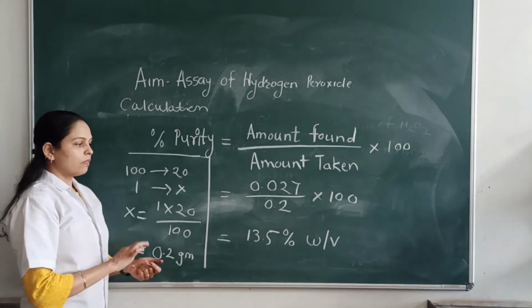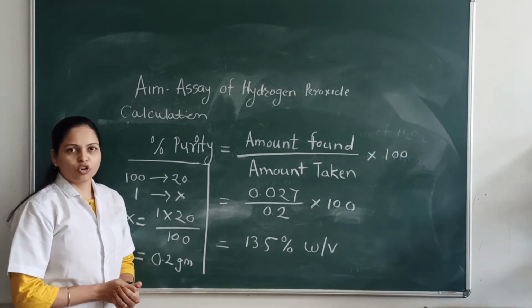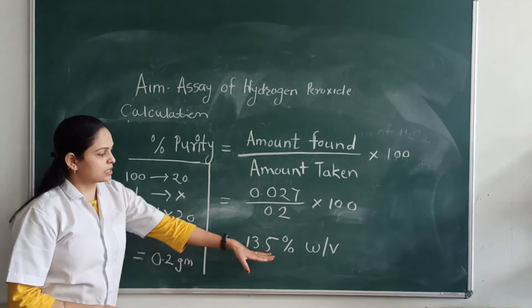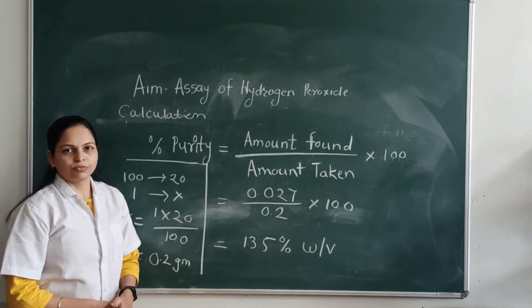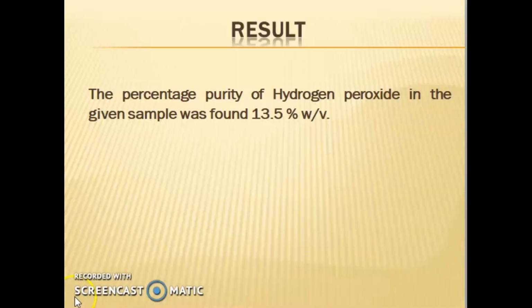Now we will conclude our result like that. The assay or the percentage purity of hydrogen peroxide was found to be 13.5% weight by volume. Students, finally you have to conclude the result of today's practical as the percentage purity of hydrogen peroxide in the given sample was found 13.5% weight by volume.